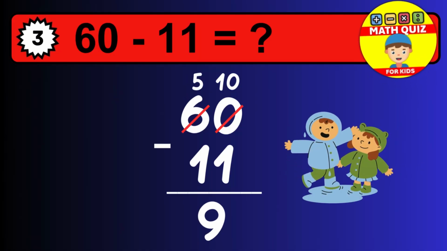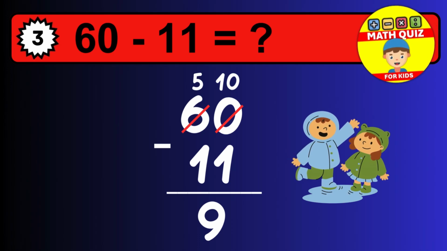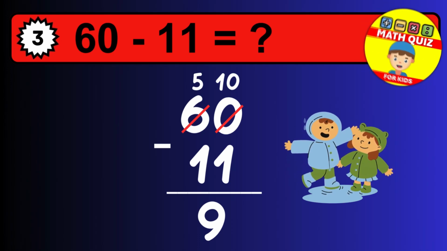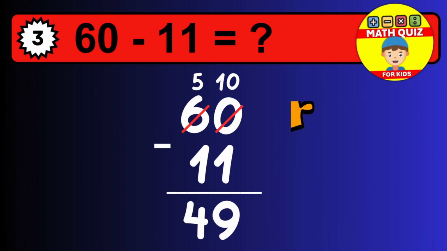Now we subtract. 10 minus 1 is 9. Then we go to the tens. 5 minus 1 is 4. The final answer is 49.